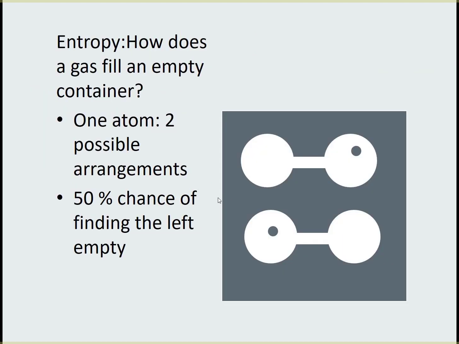Let's dive deeper into this concept of entropy or disorder. Remember, disorder is a delta S. And let's look at a situation where we had one atom of gas, and it is in a container that has a left-hand side and a right-hand side. So where would that one atom be most likely to be? And you would find that there's a 50% chance of being in the left-hand side or in the right-hand side.